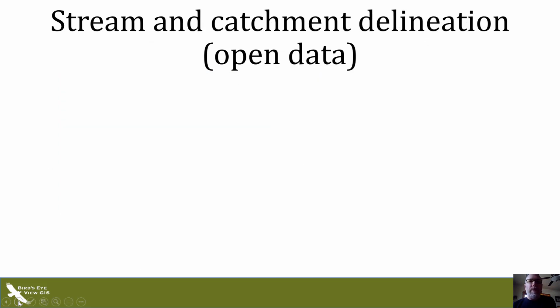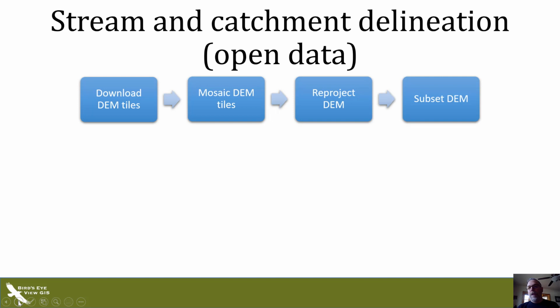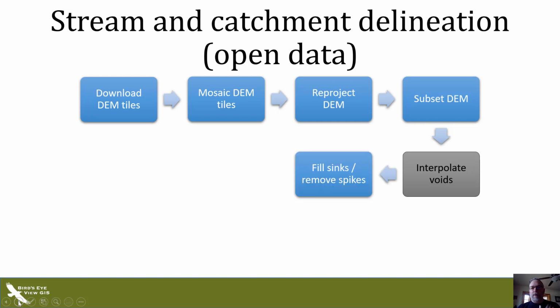The heart of the book is stream and catchment delineation, and the book uses open data throughout. So at the very beginning, you use the SRTM downloader to begin downloading some DEMs. So you download DEM tiles. You mosaic those together. You learn how to reproject those and clip them to your study area. There's a discussion of interpolating voids, but it's not necessary in the example.